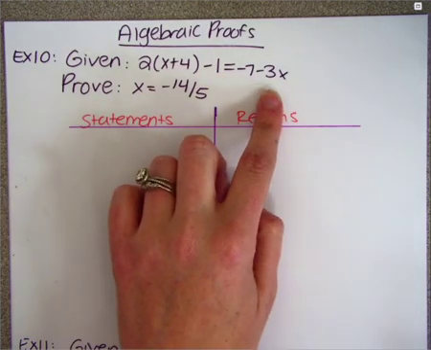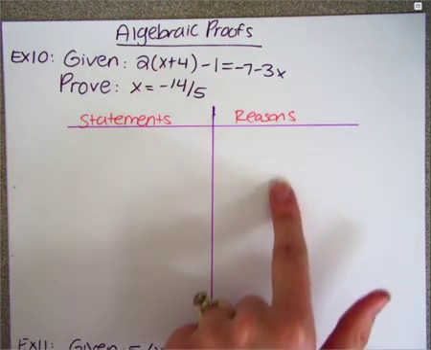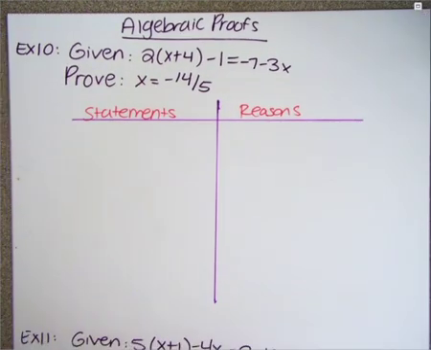We're going to solve for x. And as we solve it, all we're going to do is explain what we're doing in the reasons column. So we're going to solve in the statements column and explain ourselves in the reasons. And we will prove that in the end, x will be negative 14/5. So this should be my answer when I get done.